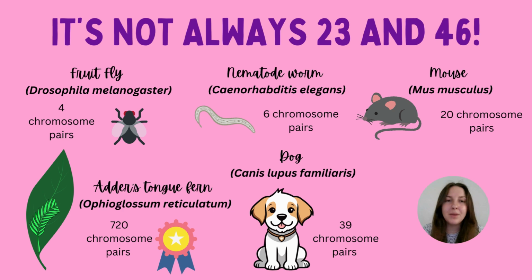The same method can be applied to, say, a nematode worm like C. elegans. So 6 chromosome pairs, meaning there's 12 in the diploid cell, meaning there is 6 in the haploid cell of a C. elegans. We can do the same for mice. I'm not going to give you this one, but I'll put the answer in the description box.